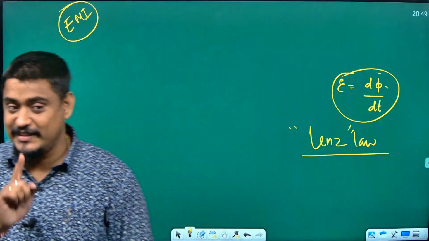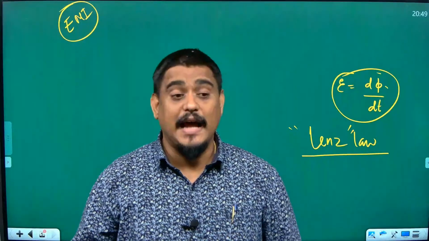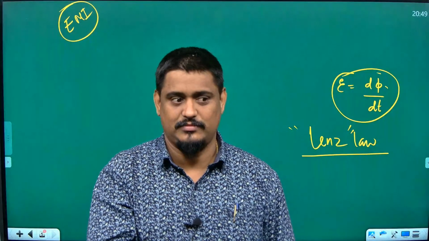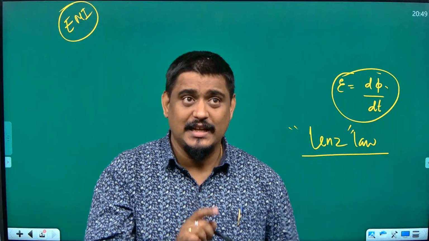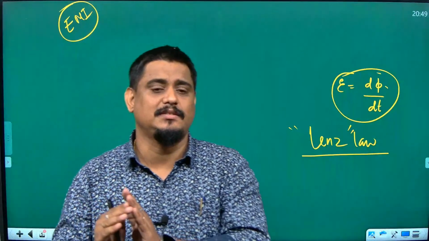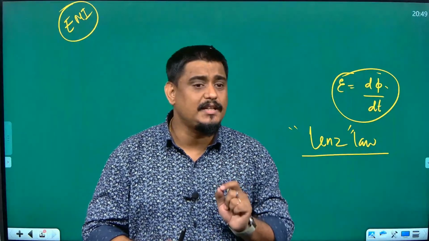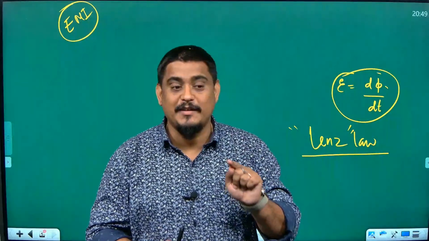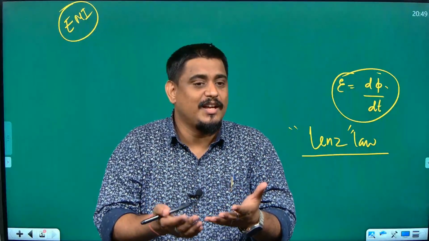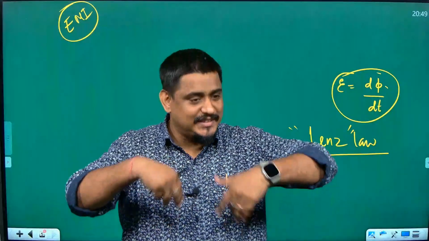What did he say? A very interesting thing he said. Listen to me very carefully. Lenz said that the direction of induced EMF will be in such a way that, I will repeat my lines, the direction of induced EMF will be in such a way that it opposes the cause of it. It means the one who is creating the induced EMF will be opposed by this induced EMF.